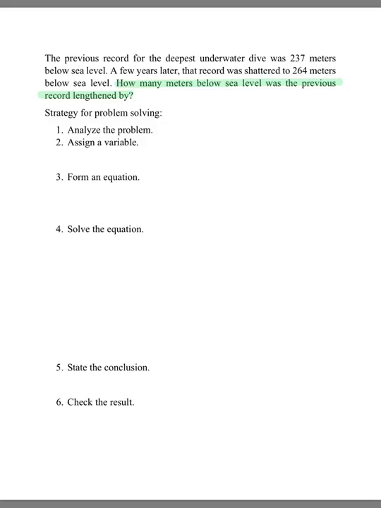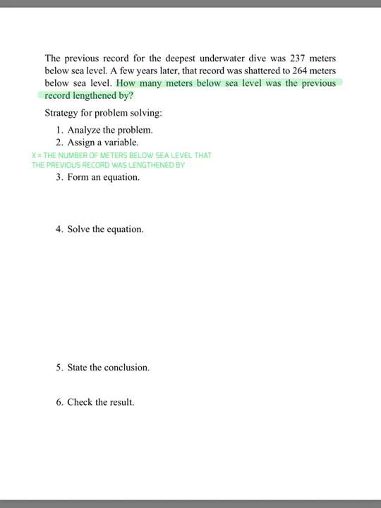So now that we know what it is we're asked to find, we're going to go ahead and assign a variable. So we're going to let our unknown variable be represented by the letter x, and it's going to be equal to the number of meters below sea level that the previous record was lengthened by. Again, it's simply the question reworded in the form of a statement.